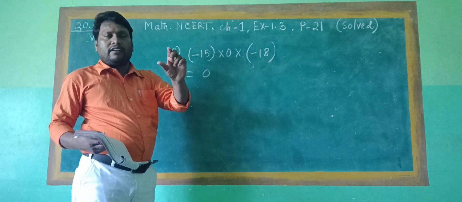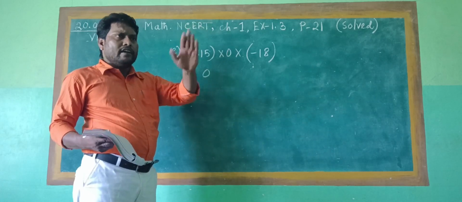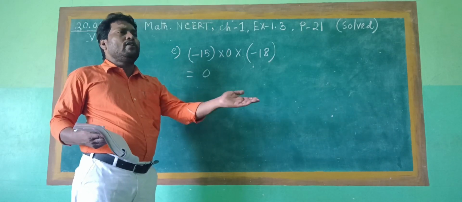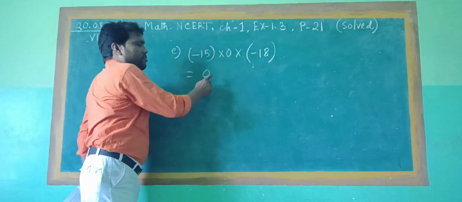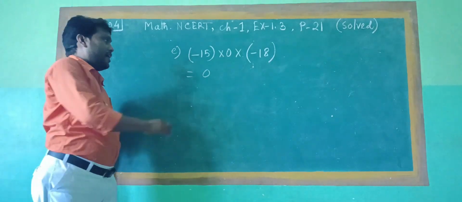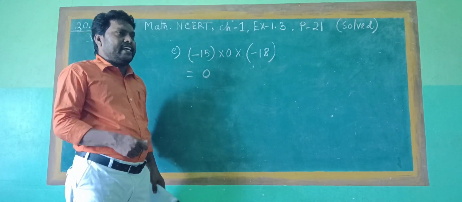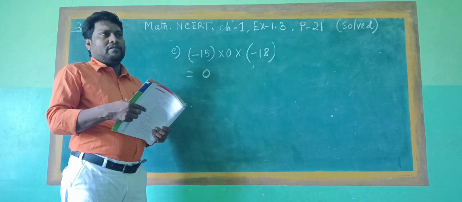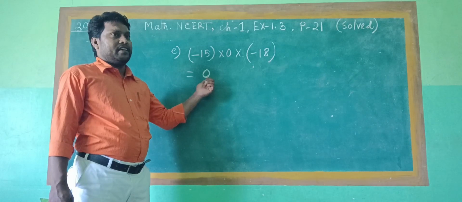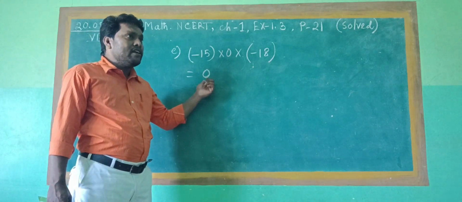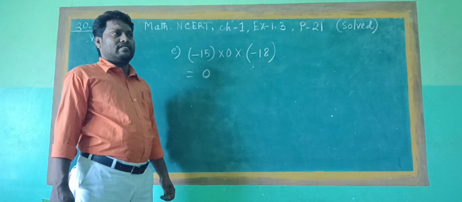So if the number may be a rational number, an integer, an irrational number, a whole number, a natural number, any number, when you multiply by 0, your answer will be 0. And 0, we generally say 0 has no value, but keep in mind that 0 has much more value. In integers, 0 is a rational number.